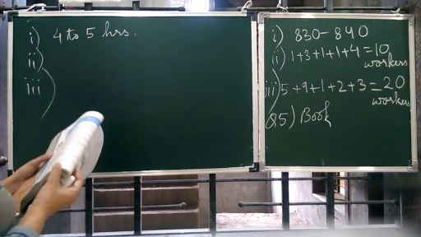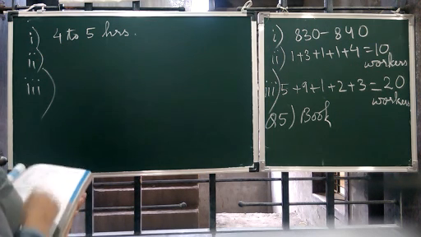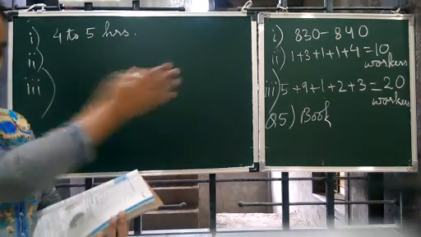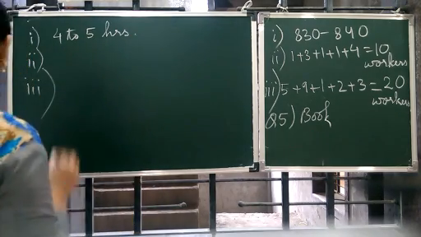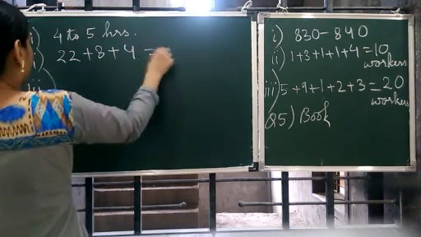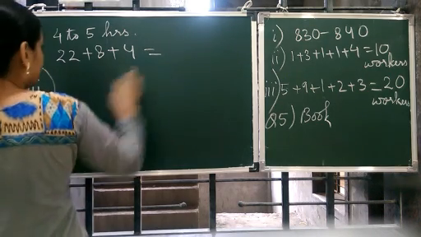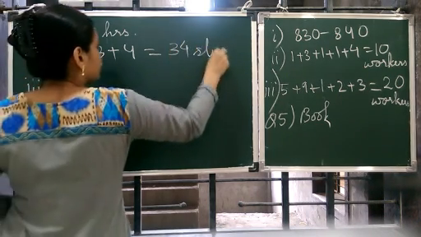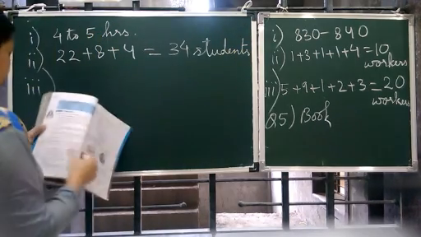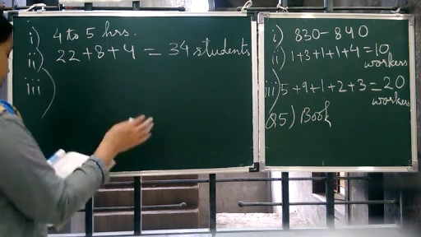How many students watched TV for less than 4 hours? Less than 4 hours means you will leave the 4 hours bar and take the rest. So that is 22 plus 8 plus 4. So it is 30, and 30 plus 4 is 34. So 34 students. My eyes will go if I watch 4 to 5 hours of TV. Can't watch a movie even for 3 hours.